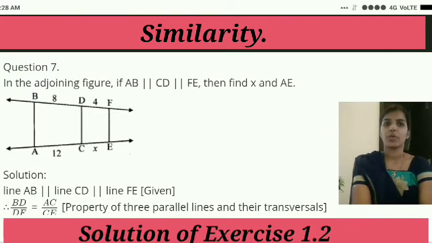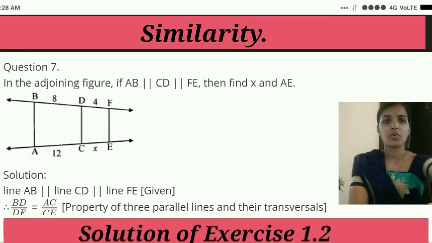Okay, so our next question is, in the adjoint figure, if AB is parallel to CD, and CD is parallel to EF, that means there are three parallel lines, then values of the segments are given. We have to find out the value of X. Okay, so it is very easy. I will explain the property of three parallel lines, so we have to use that theorem here.